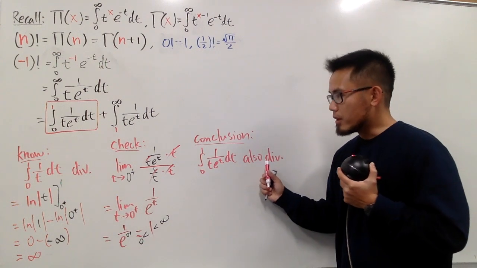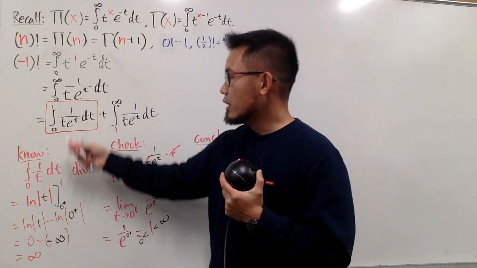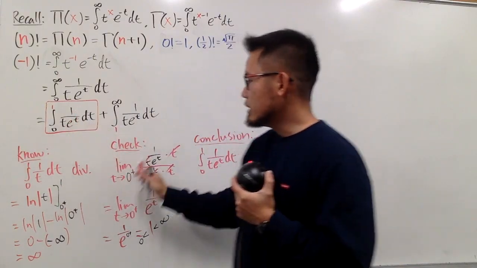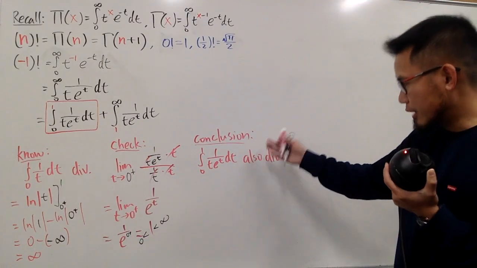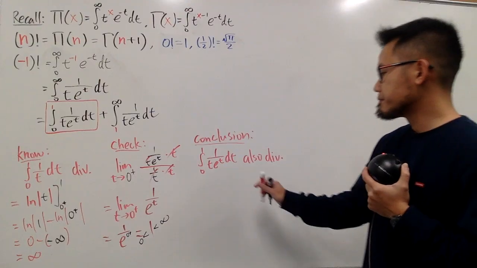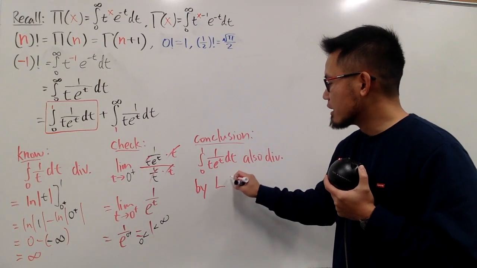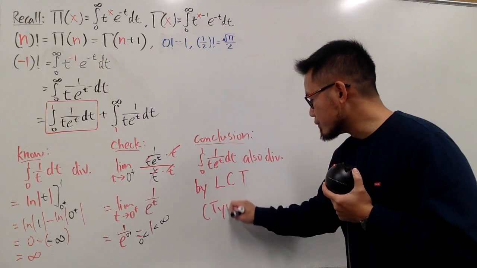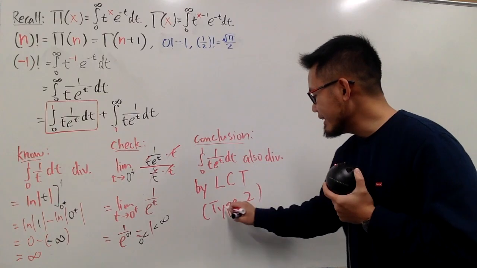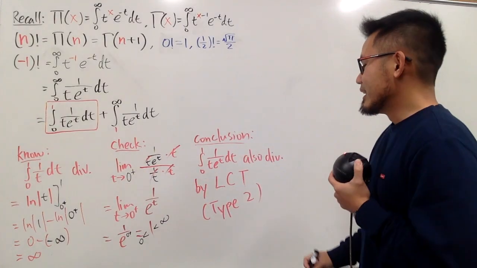And remember, they have the same conclusion. If this diverges, you can also show that this diverges if this works out perfectly, okay? So I would like to use the word "also diverges." And let's quote the theorem by the limit comparison test. And in fact, this is the type 2 situation for improper integral because we have the vertical asymptote situation, okay?